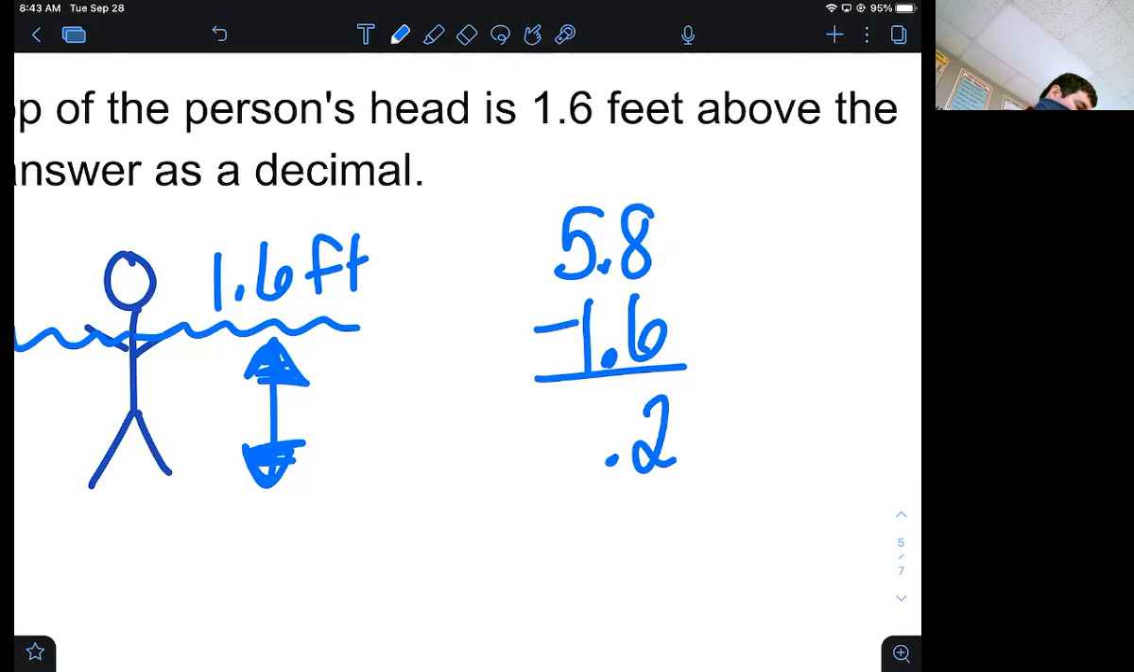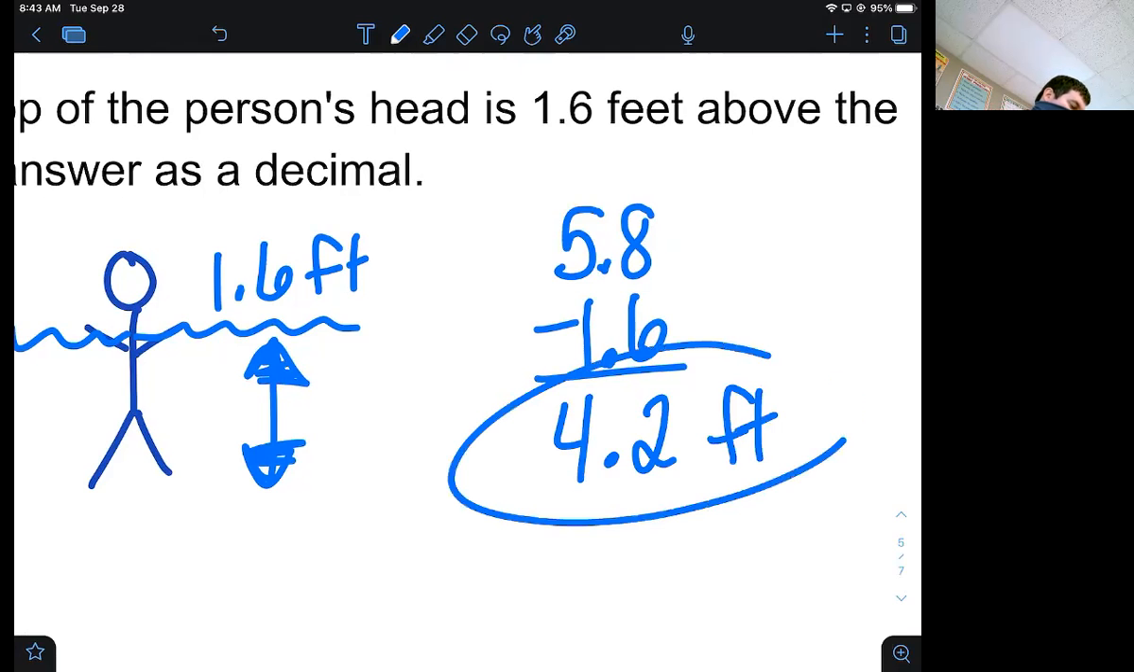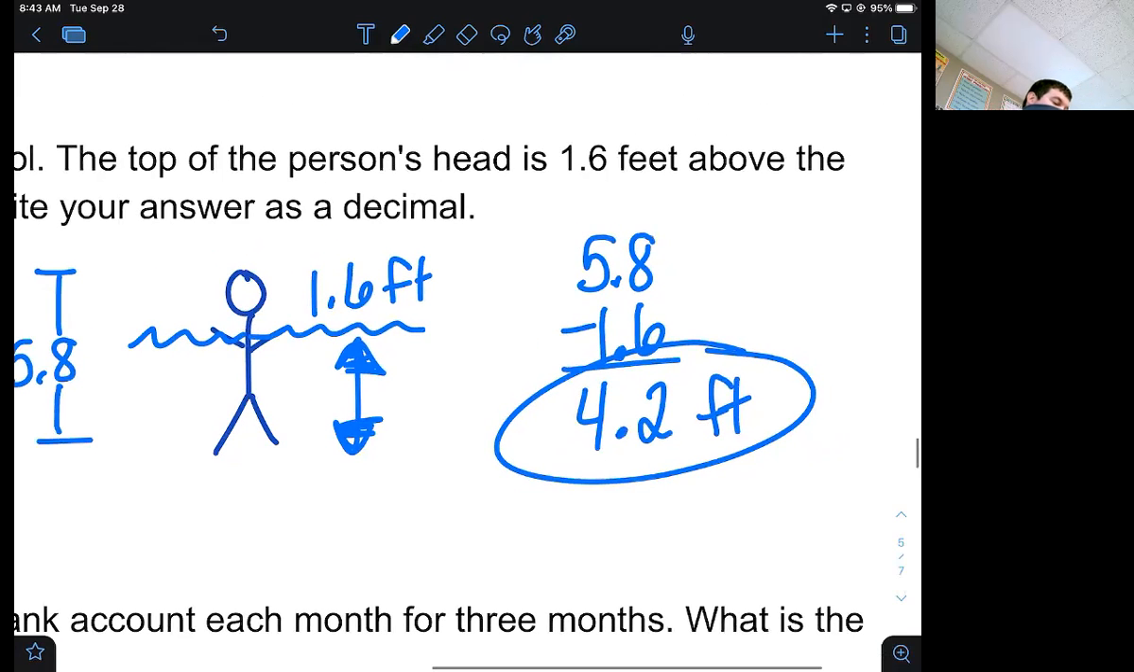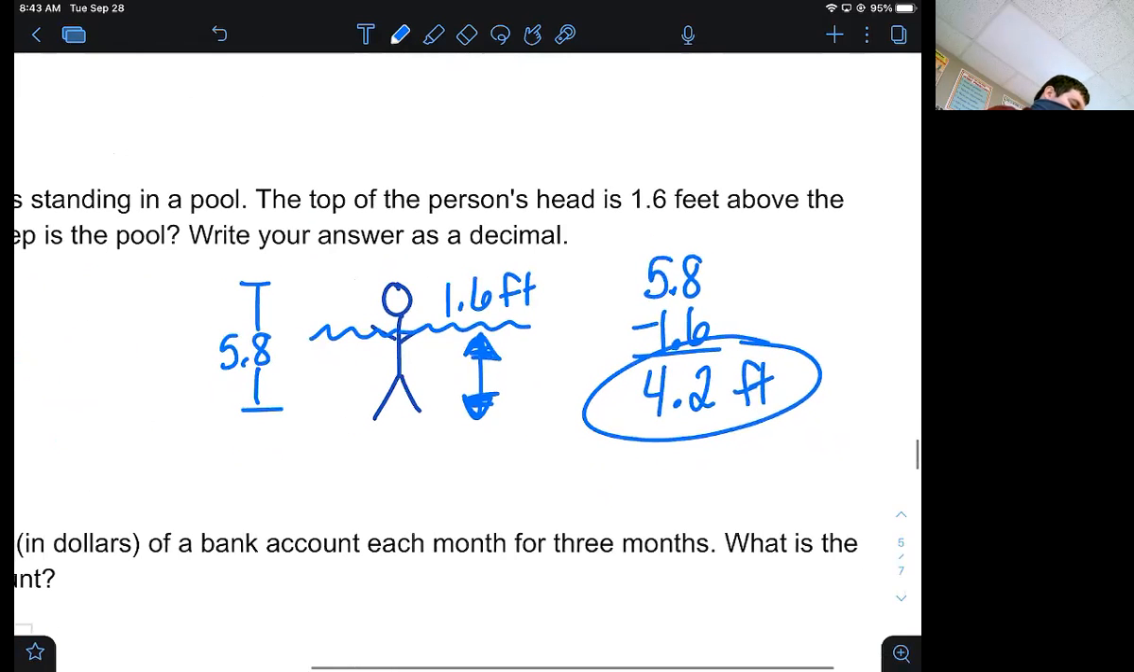2. 5 minus 1? 4.2 water. What's my label? 4.2 feet. That's how deep the water is, from wherever it was on me to the bottom. 4.2 feet.